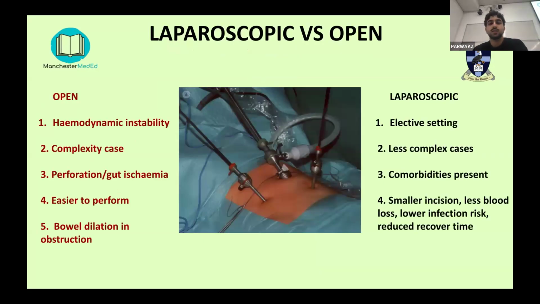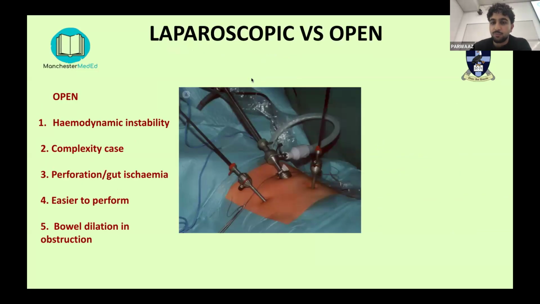So laparoscopic surgery, because I'm going to mention it so much, I thought it'd be worth going through a few things to do with laparoscopic surgery. It's pretty much the norm these days to do everything laparoscopically. And the only caveats are the things that I've listed on the left-hand side. So any form of hemodynamic instability, so hypotension, hypoxia, blood loss, a severe blood loss will always be done open.